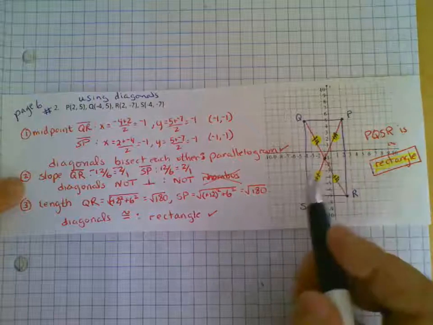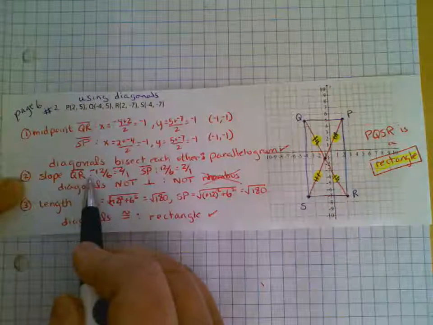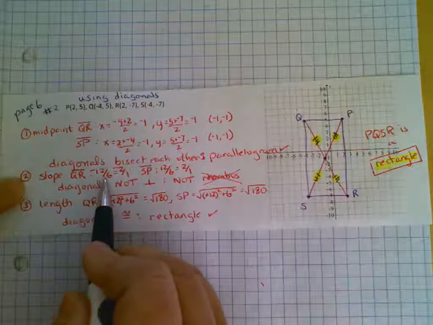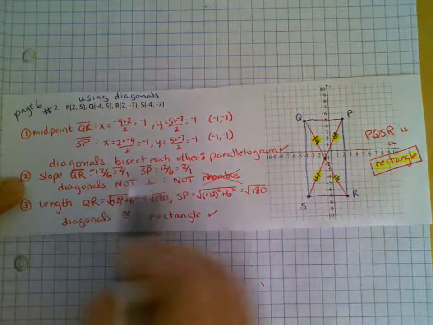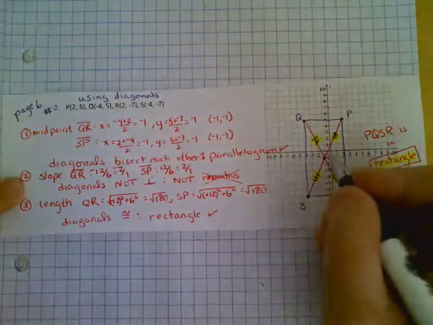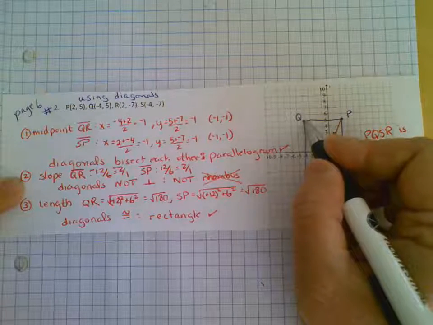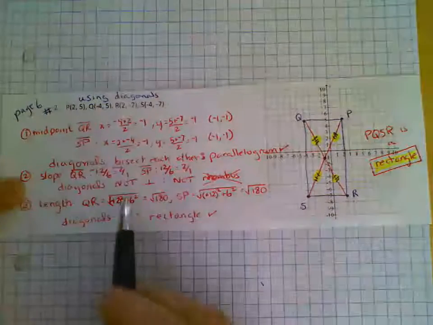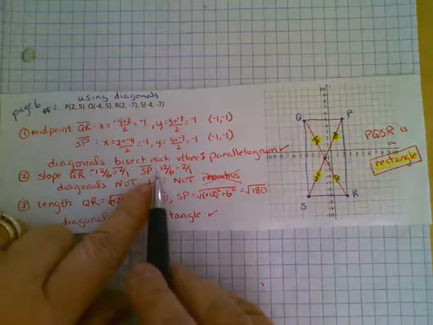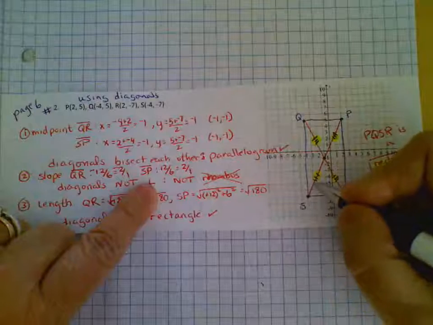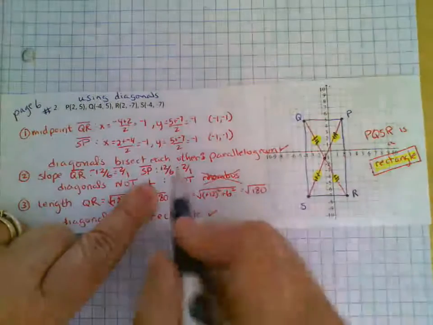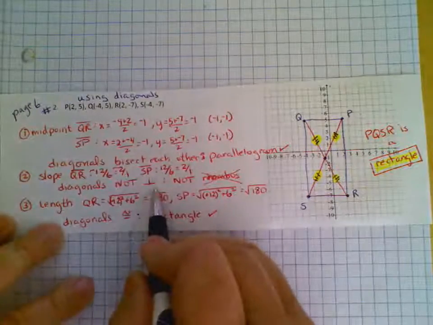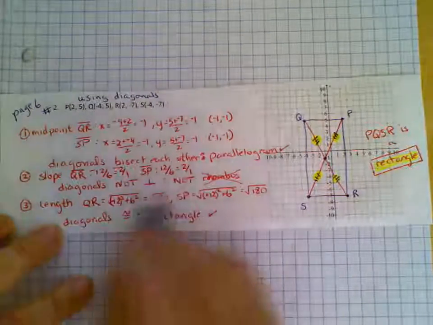If I look at the slopes of these, QR has a slope, it goes down 12 and over 6, so it's a slope of -12 over 6, which is -2 over 1. For every 1 it goes over, it goes down 2. SP, on the other hand, goes up 12 and over 6, which reduces to a positive 2 over 1. These are not perpendicular. They're opposite, but they're not reciprocals.